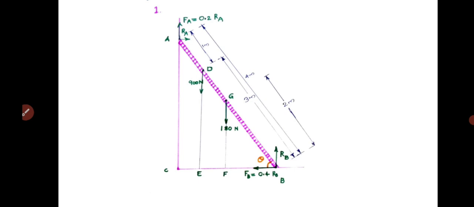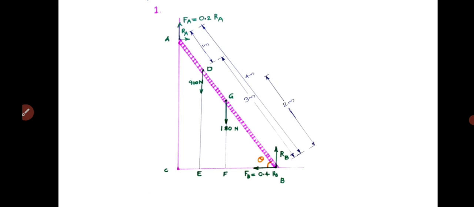This is a 10-mark question. So if you draw the free body diagram, you will get the figure like this. Here ACB is a right angle triangle. AB is the ladder. The length of the ladder is 4 meter. The weight of the ladder is 180 Newton and that is acting through the center of gravity or centroid of the ladder, that is point G, at the midpoint of ladder AB. So AG distance will be 2 meter and GB distance will be 2 meter.